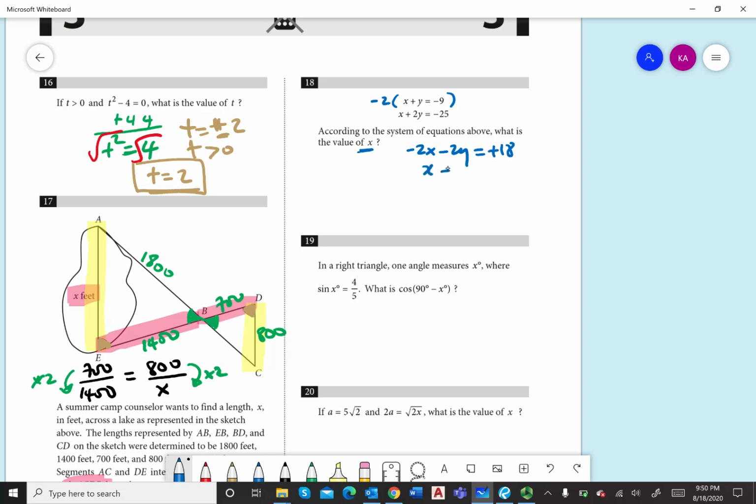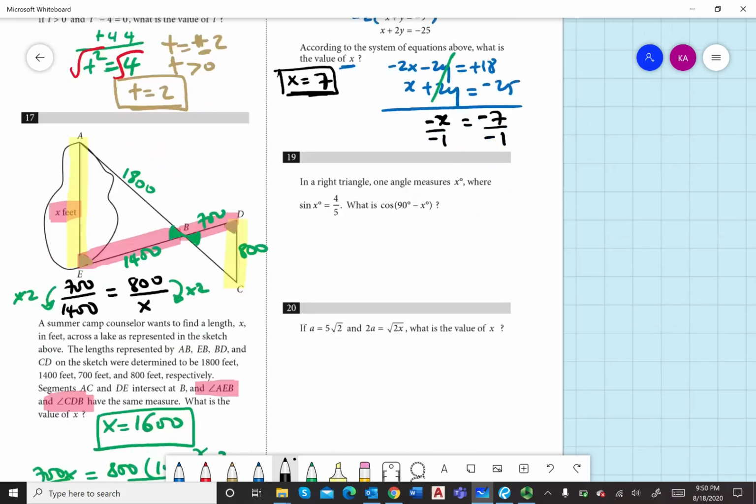Then the second equation was this one. So I get, so these here cancel out. So I get -x, right? So -x from these is equal to -7. So I divide by -1 from both sides. Then I get x to be 7. Okay, so that is my answer.